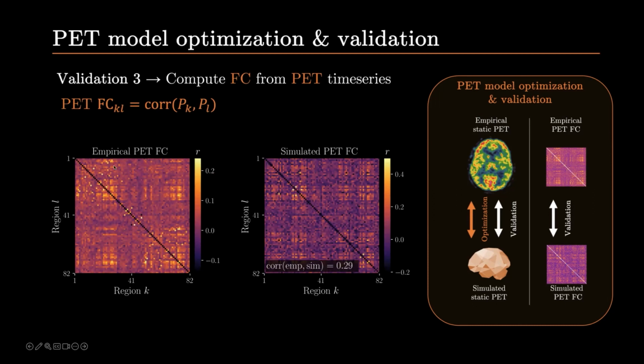So on the left, you see the empirical PET functional connectivity. On the right, you see the simulated PET functional connectivity. In this case, we have not even tried to optimize the PET model for producing this. It just comes for free, even though we only optimized our model to reproduce static PET images.